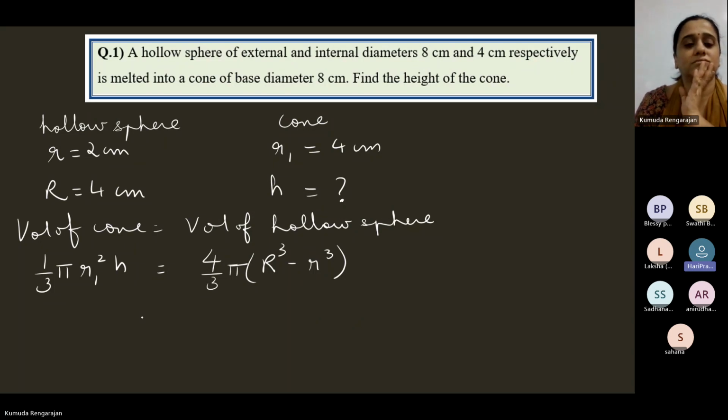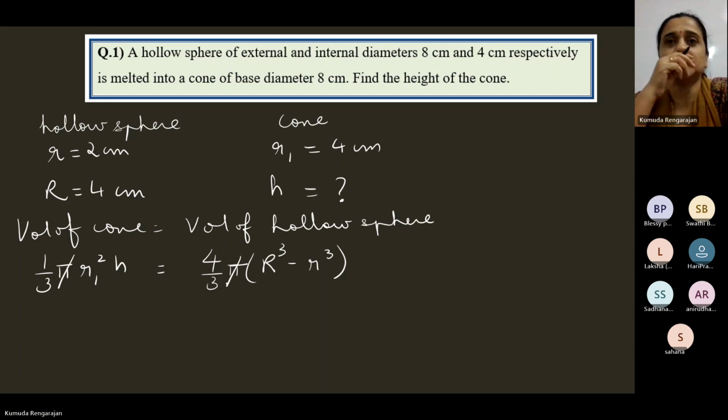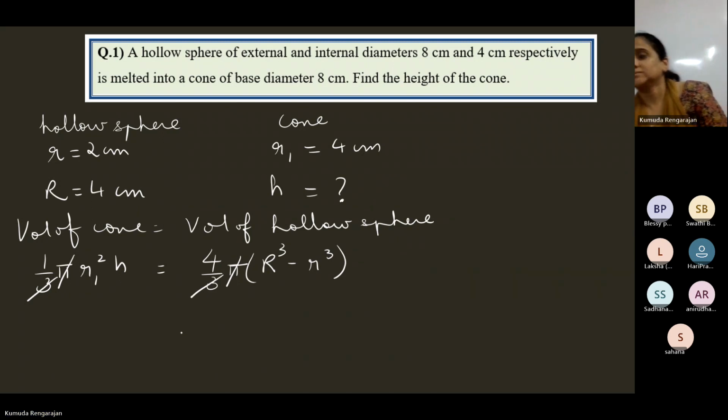Yeah, you can cancel pi on both the sides. Then something else you can cancel. Yeah, 3 in the denominator here and 3 in the denominator here will get cancelled.